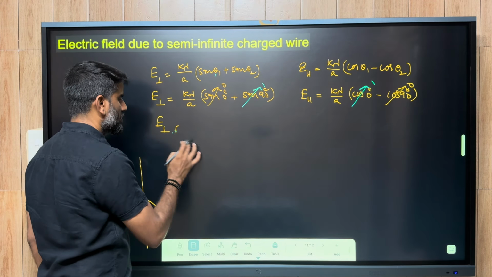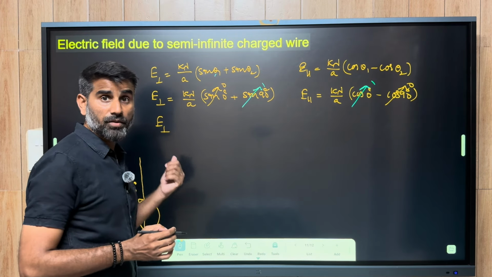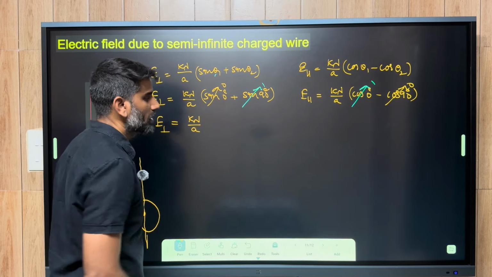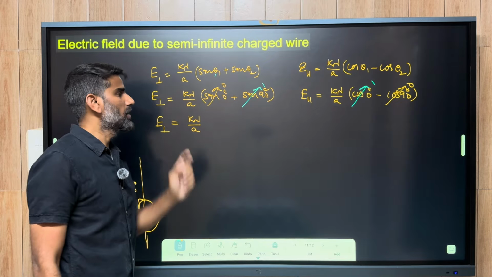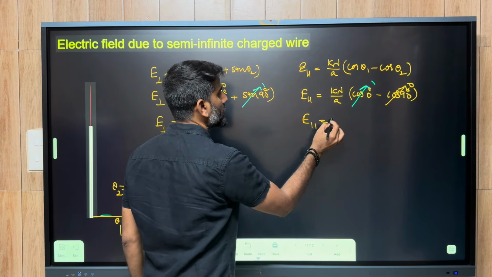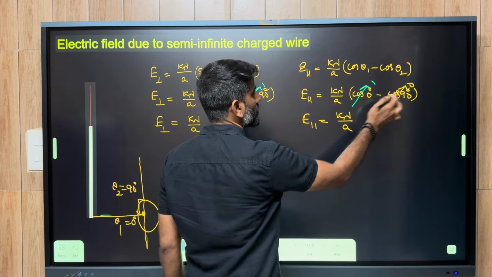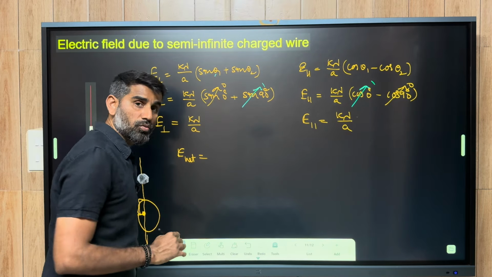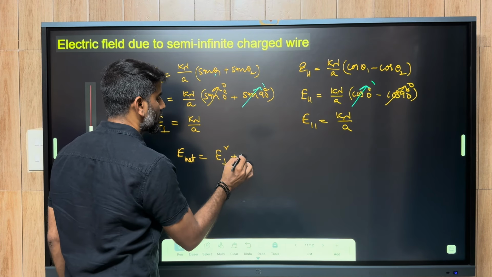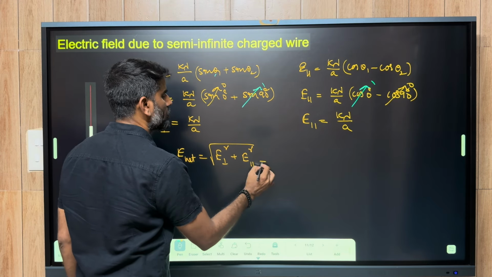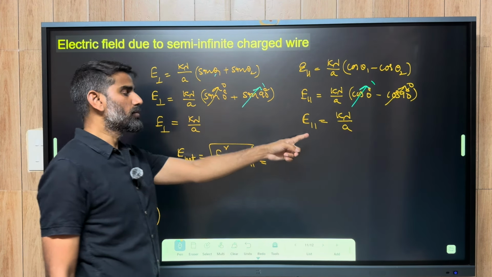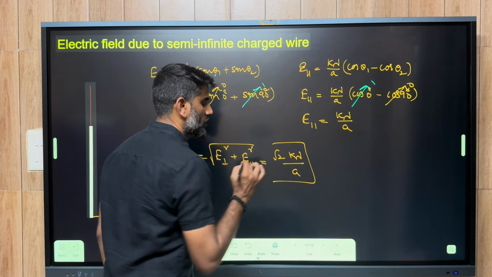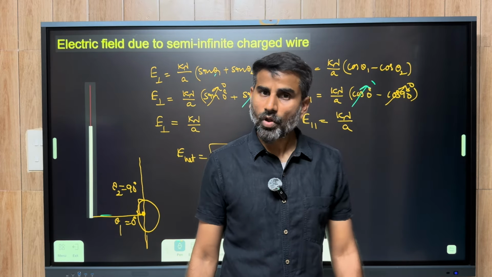E perpendicular: what am I getting for E perpendicular? k lambda by a, because this is 0 and this is 1, so k lambda by a. E parallel also I am getting k lambda by a, this is 1, this is 0. If you want to find the net field, E net is equal to the square root of E perpendicular squared plus E parallel squared. What you will get is k lambda by a whole squared, k lambda by a whole squared, which will be root 2 k lambda by a.